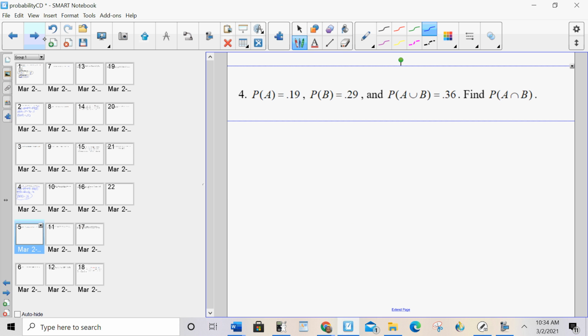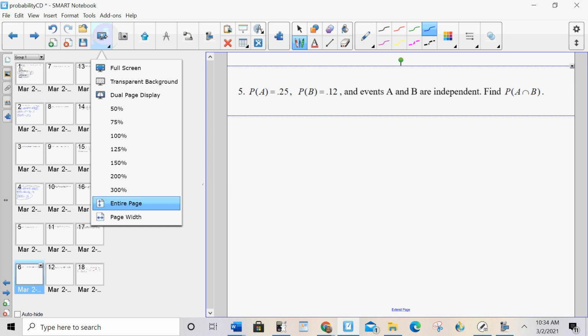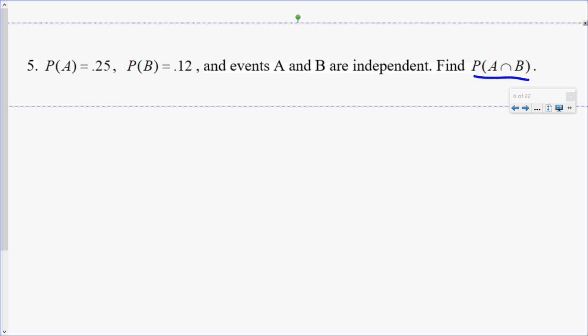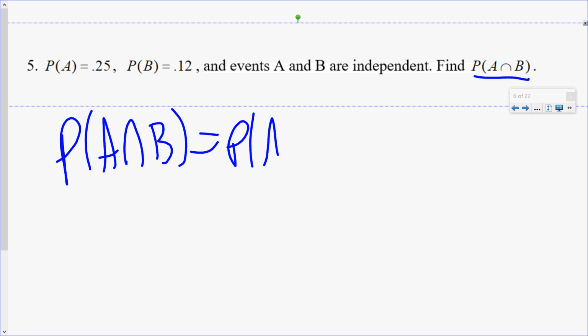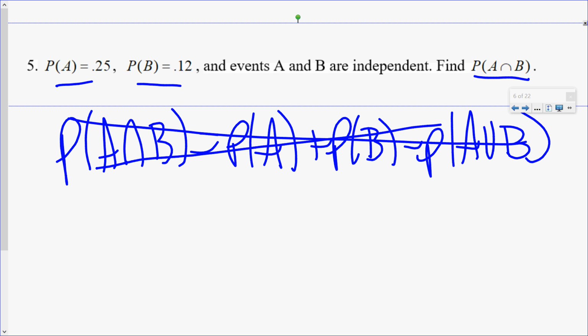All right. Number 5. It's asking for P of A and B. So let's just say that we try to do what we did before. P of A and B equals P of A plus P of B minus P of A or B. Do I have enough information to do this? No, I have P of A, I have P of B, but I would need P of A or B. I don't have enough information to do this.